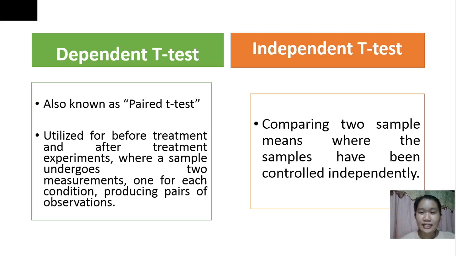On the other hand, independent t-test is about comparing two sample means where the samples have been controlled independently. Take note that one of the most common examples of studies that use dependent t-test and independent t-test are those which have pre-test and post-test scores.